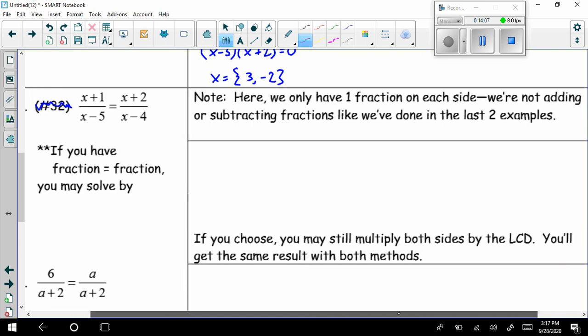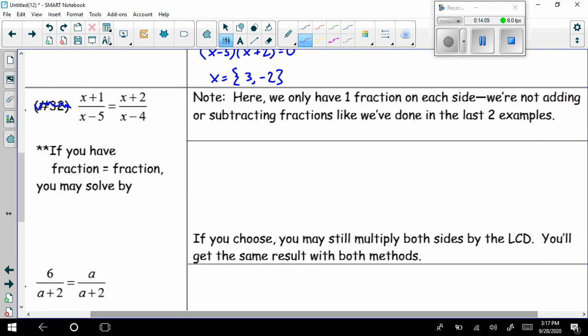All right, so sometimes you'll get lucky and you're not adding or subtracting. You just have one fraction equal to another. You're not adding or subtracting anything like we did in the last two examples. If you have a fraction equal a fraction, this can be solved by the extremes means property.